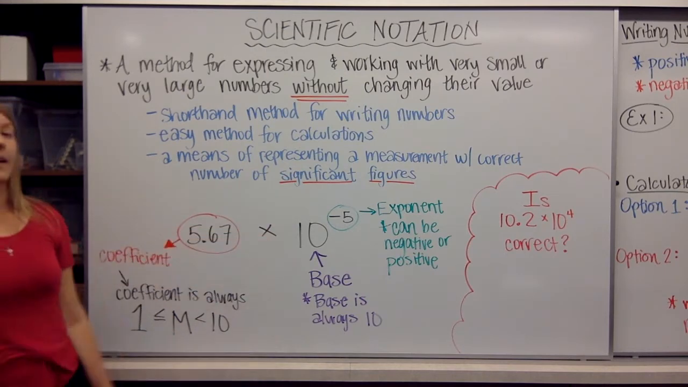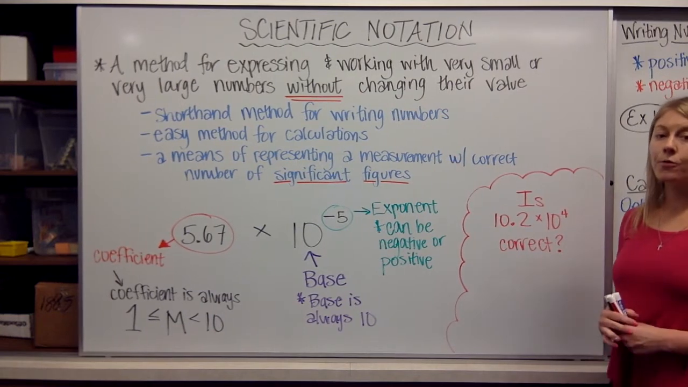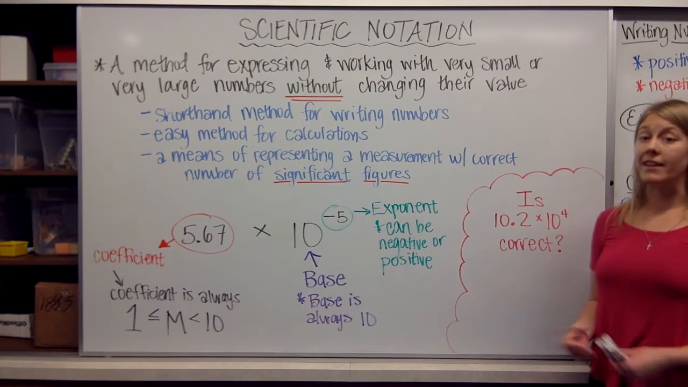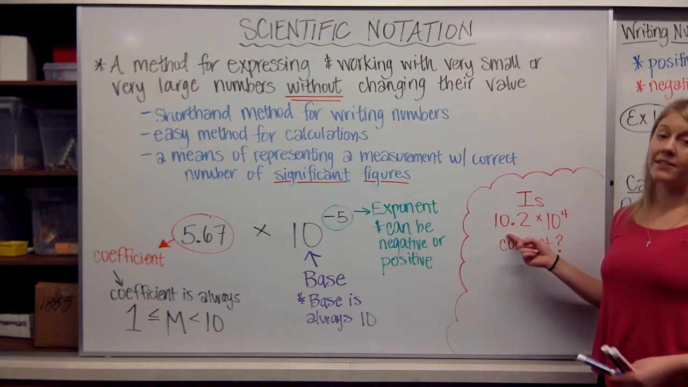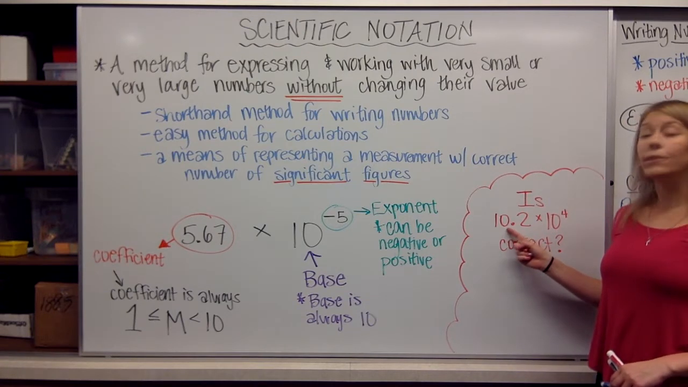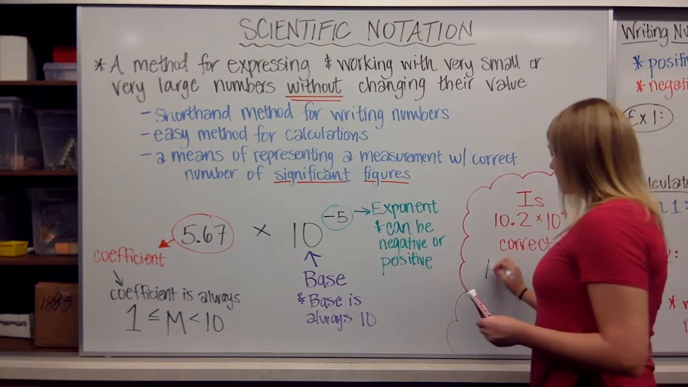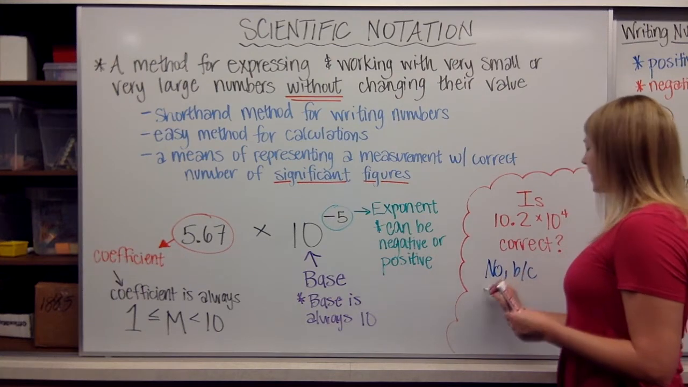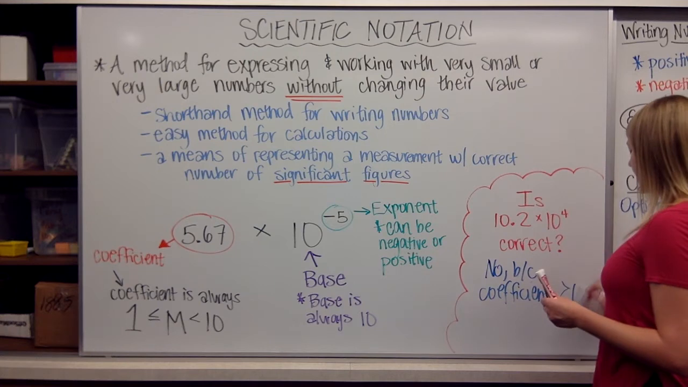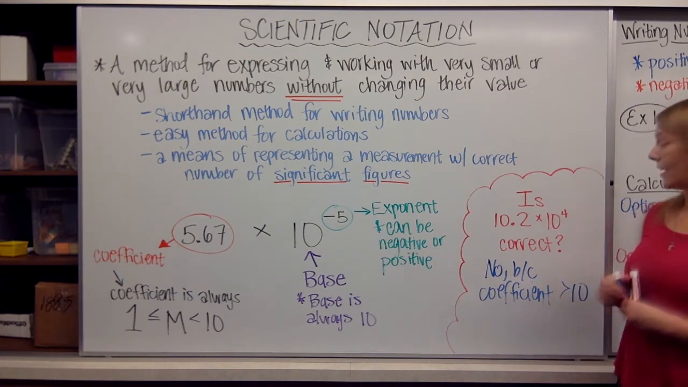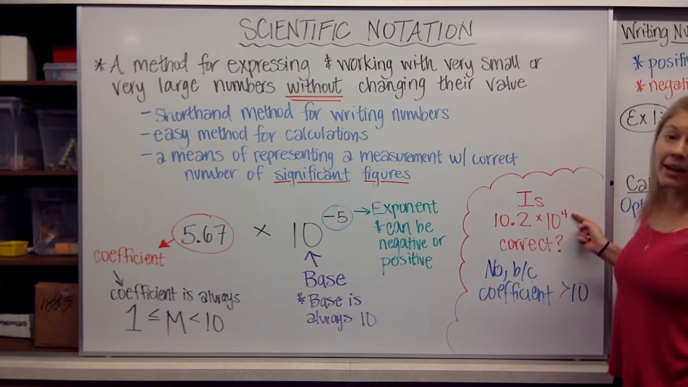So if you look over there at my example here, is 10.2 times 10 to the 4th correct? Is that written in correct scientific notation? Hopefully you notice, no, it's not correct scientific notation because my coefficient here, 10.2, is greater than 10, and we cannot have a coefficient greater than 10. Everything else is okay. My base is 10, and my exponent, positive or negative, doesn't matter, okay?